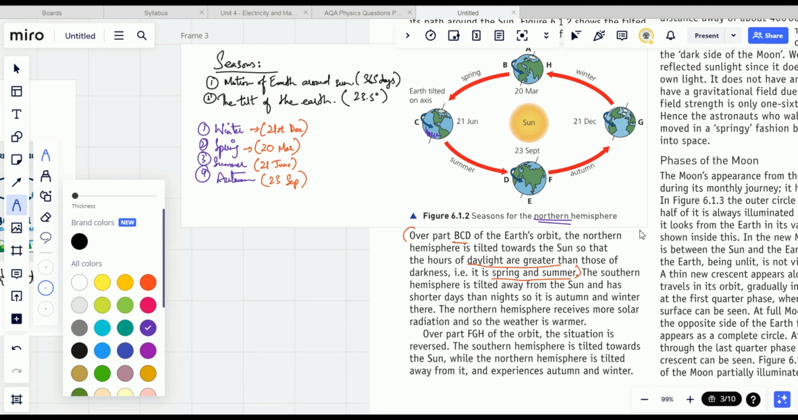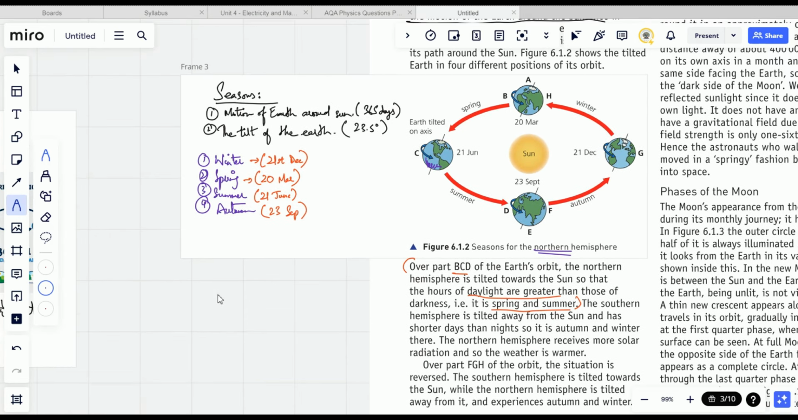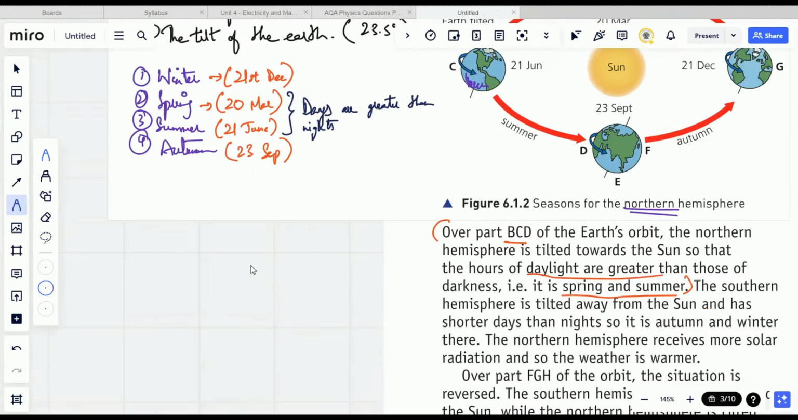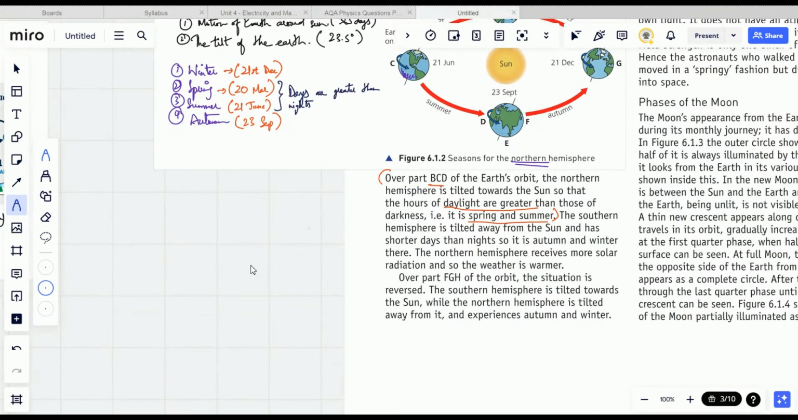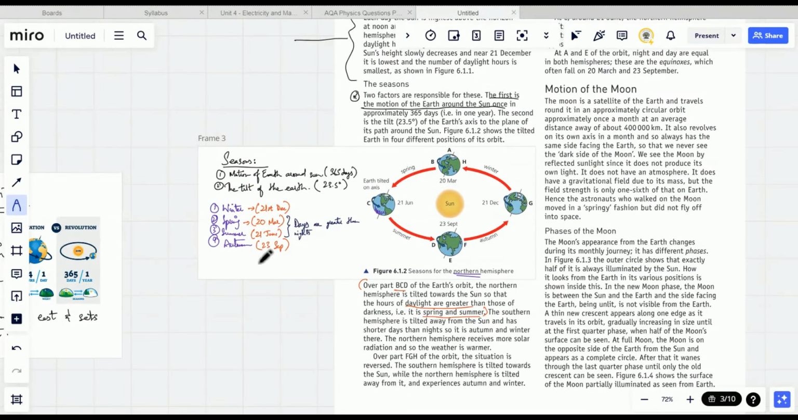Okay, so let's make notes for this part as well. During spring and summer, I'll write it here: days are greater than nights. Easy. Any questions about the northern hemisphere, guys? No. Okay, let's talk about the southern hemisphere now.